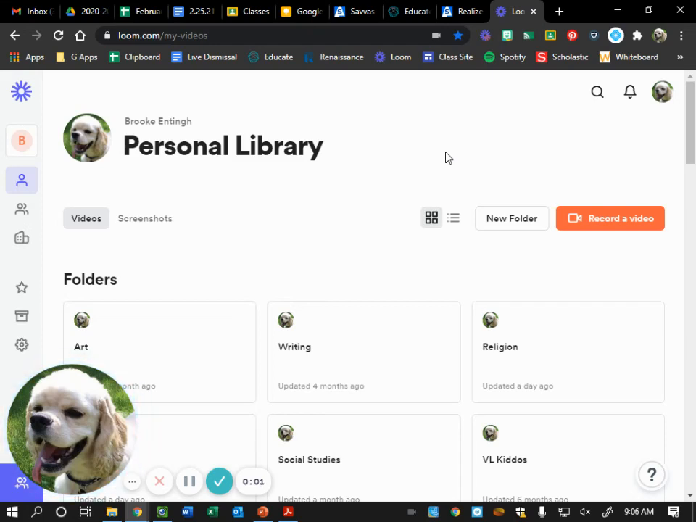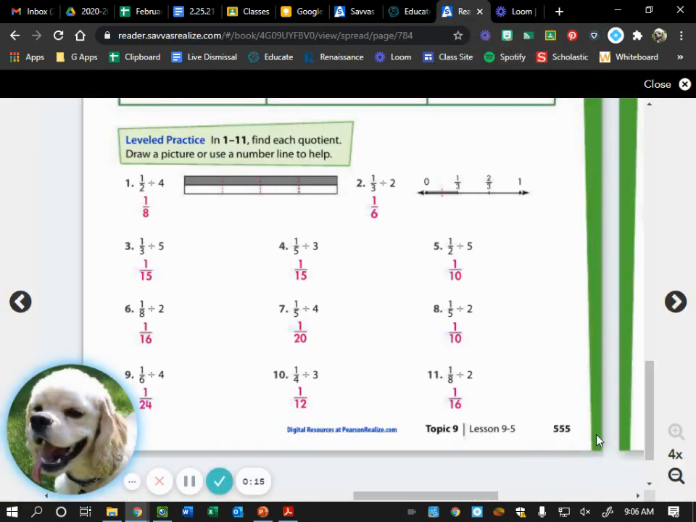We are open to last night's homework on page 555 and 556. Zoe, why isn't your math workbook out and open? We are going to correct last night's homework. So, on page 555, we had numbers 1, 8 through 11, and that's it.